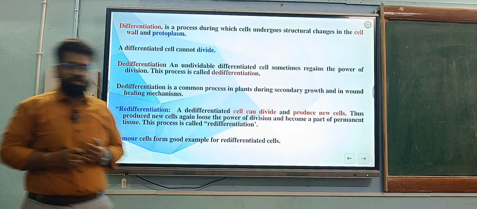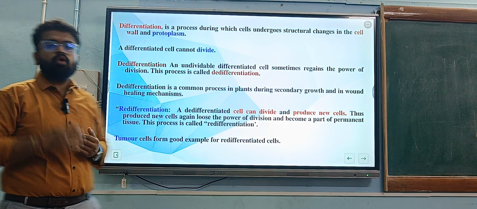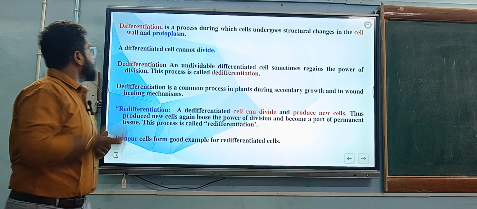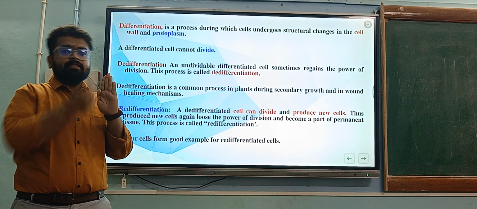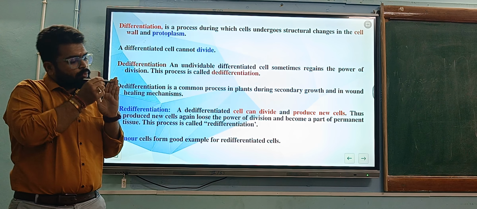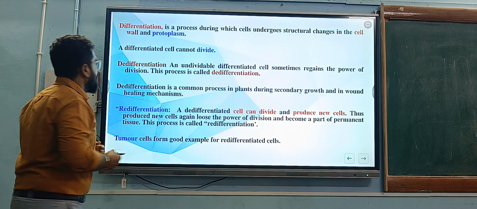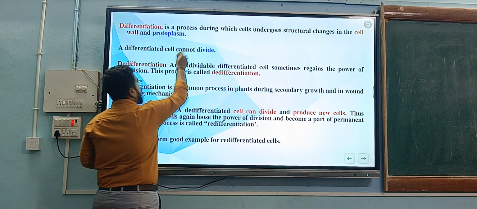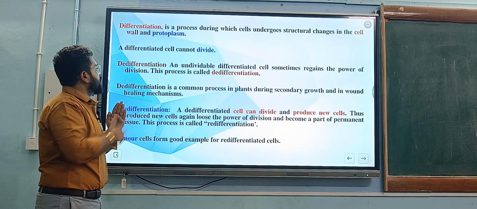Then what is differentiation? It is a process during which the cell undergoes structural change in the cell wall and protoplasm. You have seen the plant cell. The change in the cell wall and the protoplasm inner layer takes place during differentiation, and a differentiated cell cannot be divided. Once it is differentiated, you cannot divide the cell.